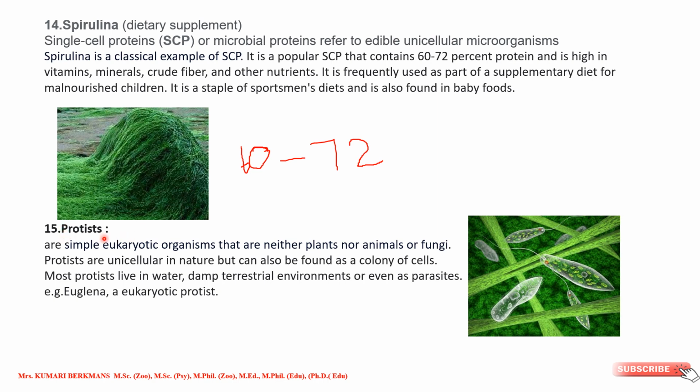Okay, next one, let us see protists. Protists are simple eukaryotic organisms that are neither plants nor animals nor fungi. They come in between these. Protists are unicellular in nature, but can also be found as colonies of cells. What you are seeing here are protozoa, this is called Euglena. You can see a group of Euglena here. So protists are not plants, not animals, and not fungi. It's a special group of organisms. Eukaryotic in the sense that a specific nucleus will be inside.